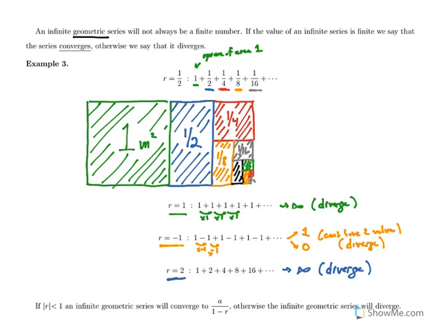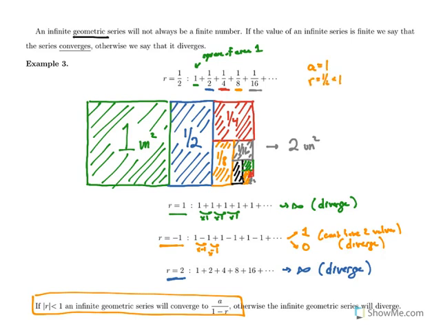And this total area that we're looking at is not approaching infinity. This is approaching 2 units squared. And there's a nice geometric interpretation of that sum total. If we look at our formula here, if r is less than 1, then it converges to a over 1 minus r. Here, a is equal to 1, r is equal to 1/2. Since that's less than 1, we have 1 over 1 minus 1/2, 1 over 1/2, which is 2.